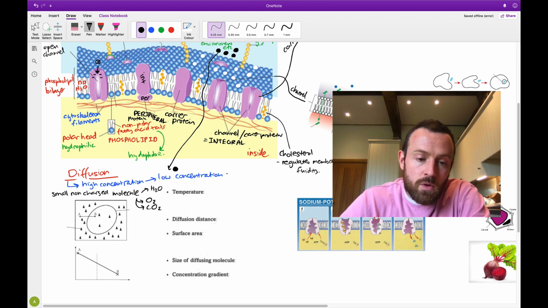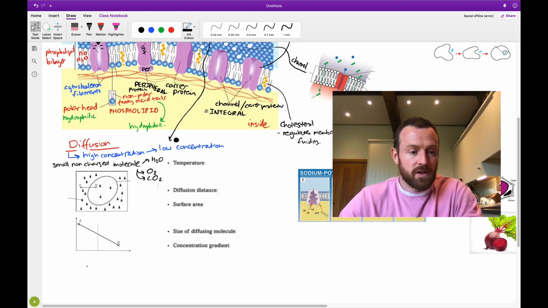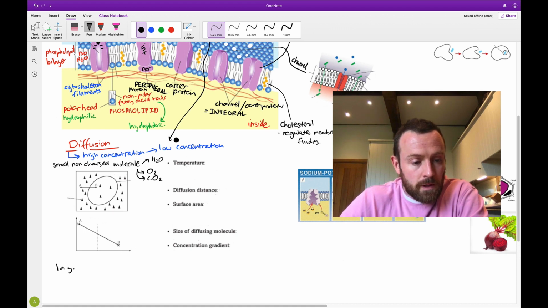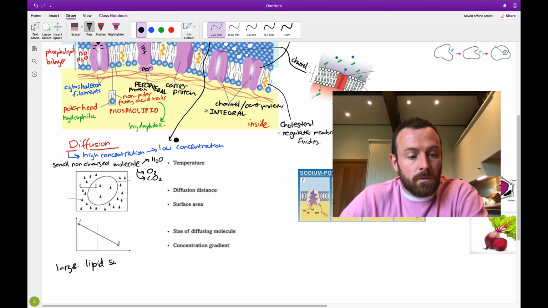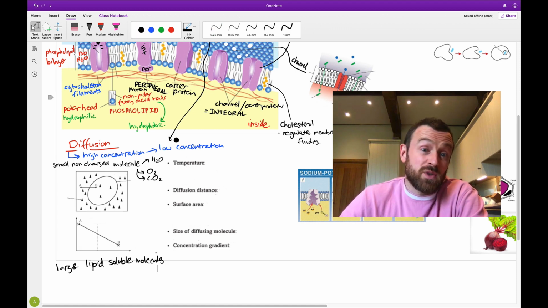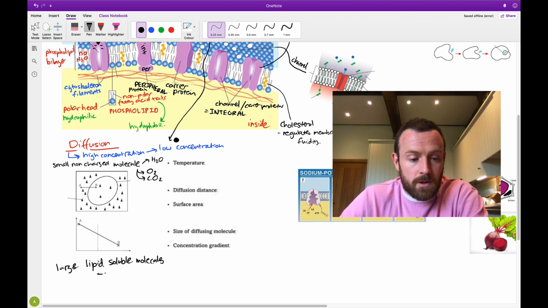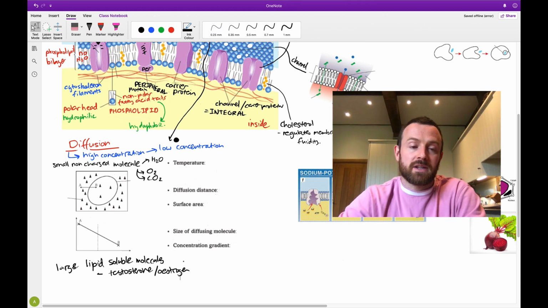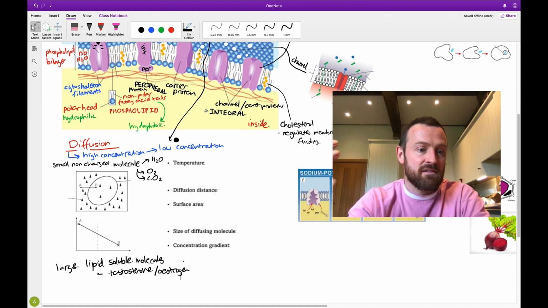What else? Also, large lipid-soluble molecules can diffuse through the phospholipid bilayer. So, for example, a hormone like testosterone, that is a lipid, or estrogen. Those are both lipid soluble, and they can just diffuse all the way through the center of the bilayer because they can dissolve in fat, and the bilayer is essentially fat, okay?